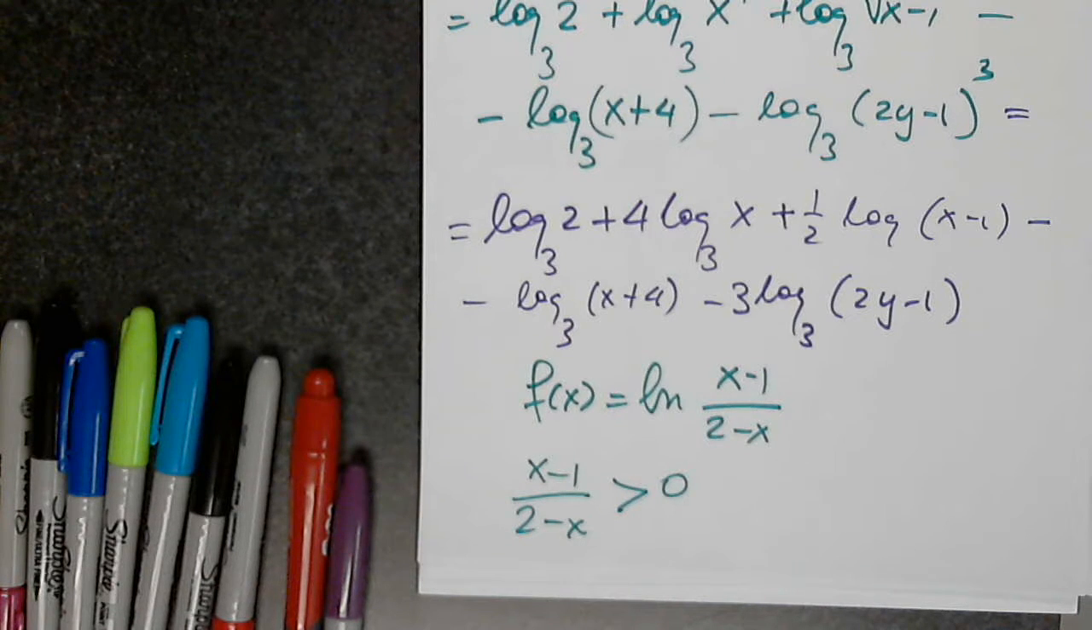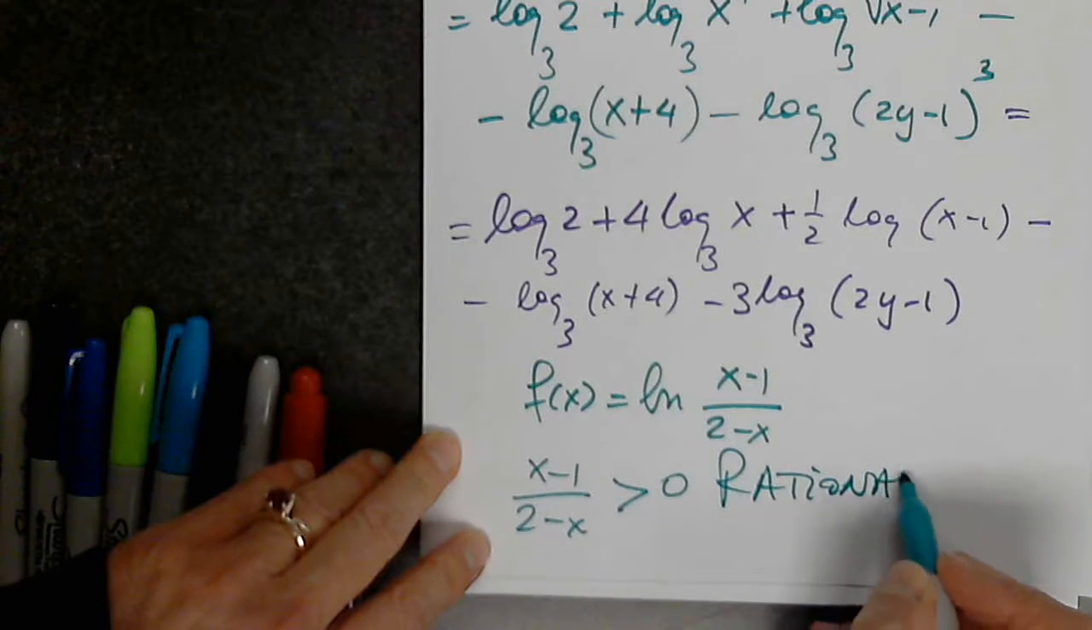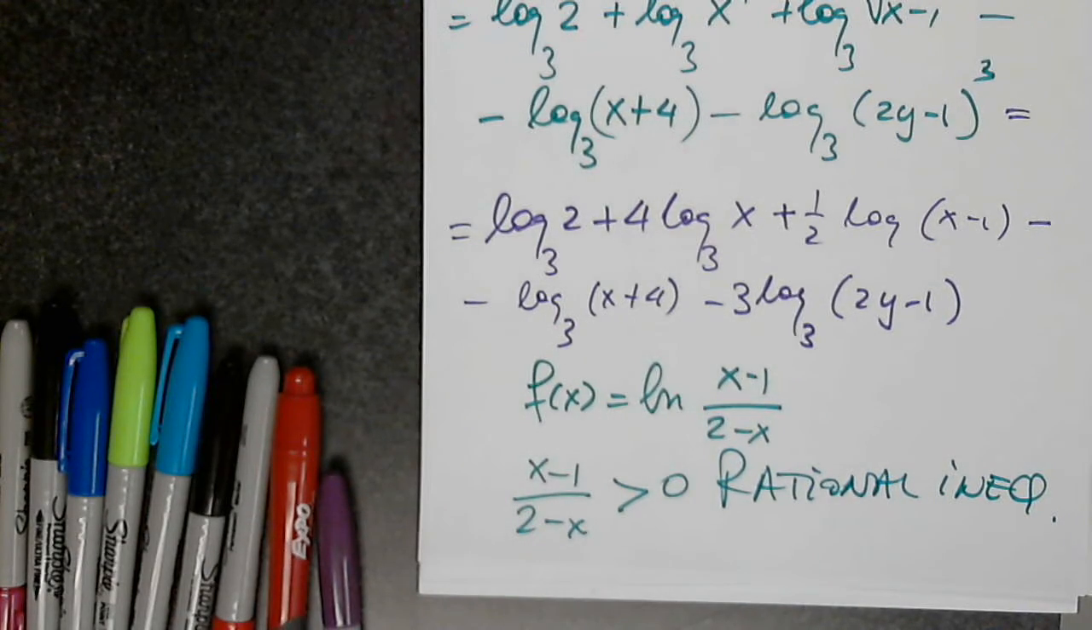I have to dig deep and say, what is this? It's not linear. It's not quadratic. It's not polynomial. It's not absolute value. What is it? Rational. Rational inequality. Excellent. How do I solve a rational inequality?